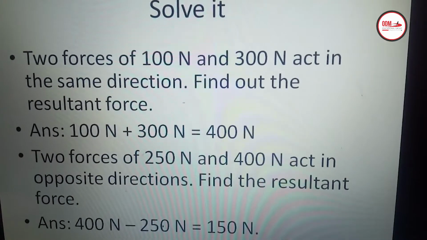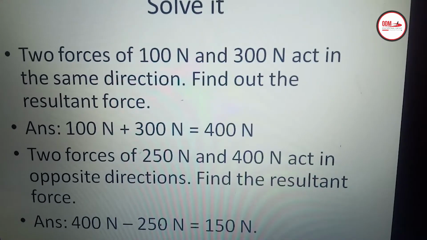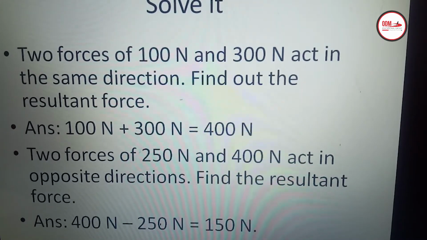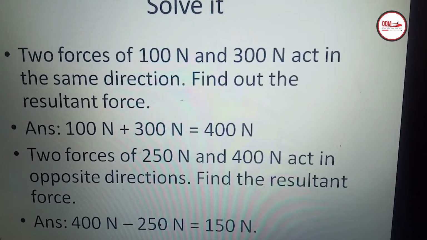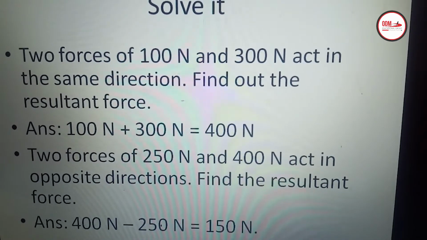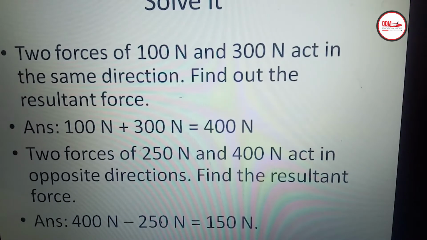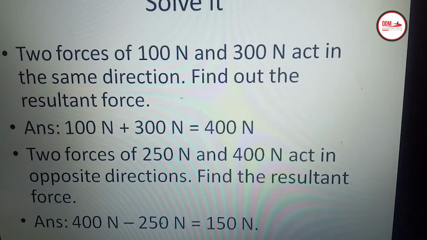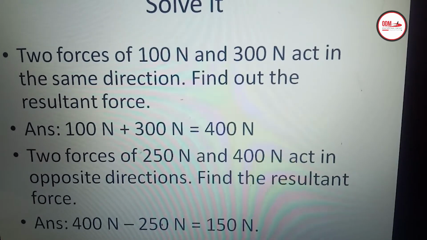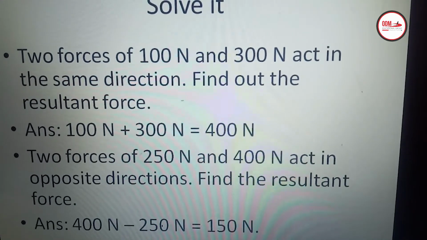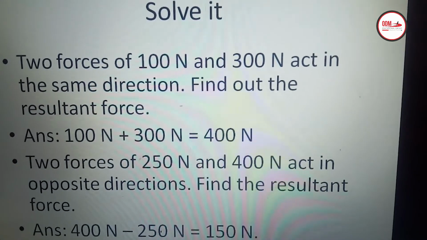Here I have given some examples. Two forces of 100 Newton and 300 Newton act in the same direction. You have to find out the resultant force. The resultant force will be the sum of the two, that is 100 plus 300 is equal to 400, because they are applied in the same direction. But if the two forces are applied in different directions, then the resultant force will be the difference of the two forces. That is, two forces are 250 Newton and 400 Newton. So 400 minus 250 is equal to 150 Newton.